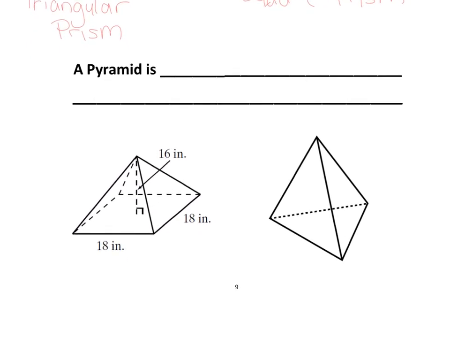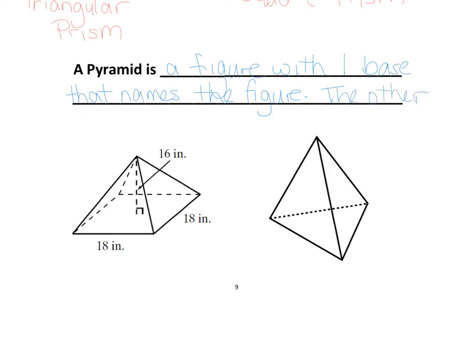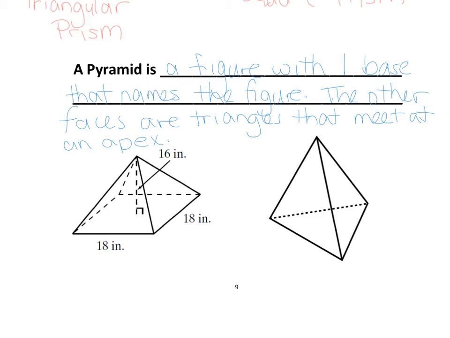Now, a pyramid is a figure with one base that names the shape. That names the figure. The other faces are triangles that meet at an apex. Just like the city in North Carolina, except it's not capitalized because it's not a proper noun. So that very point at the very, very tippy top, that's going to be the apex.